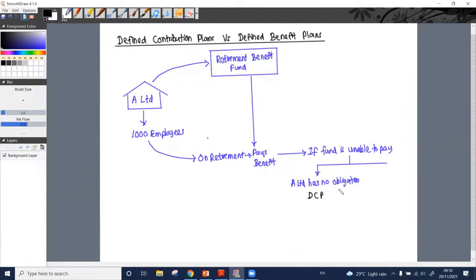The company is not obliged to pay. That is why we identify these EPF and ETF under defined contribution plans. The company is not liable. The company has no obligation. If the fund is unable to pay, there is no obligation for the company.